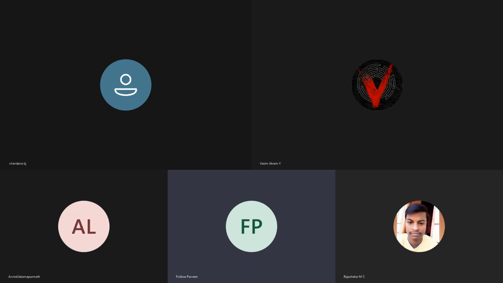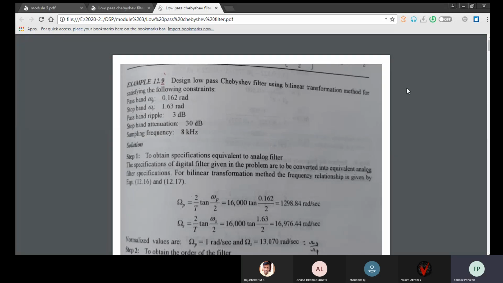So next topic: design a low pass Chebyshev filter using the bilinear transformation method.